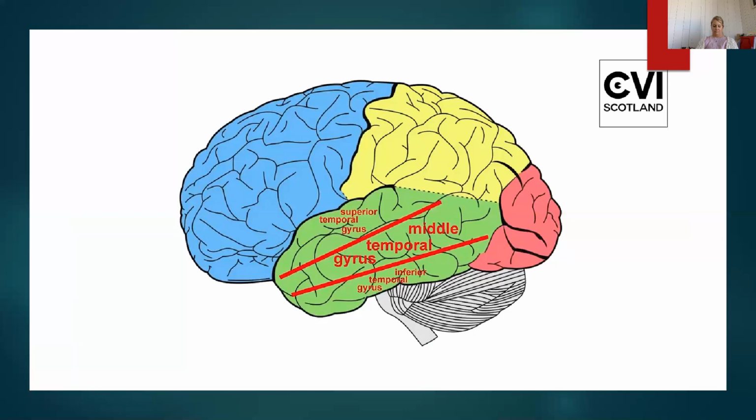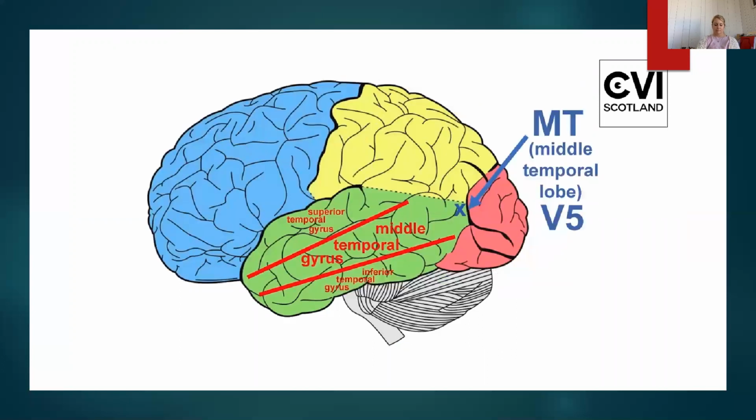For now, you only need to know the location of the middle temporal gyrus and where it meets the occipital lobes. On this slide, look for the small blue cross at the end of the middle temporal gyrus where it meets the occipital lobes. This is the location of the parts of the brain on both sides called MT, or the middle temporal lobes. They're also called V5. This is where the imagery, which is moving, is dealt with.